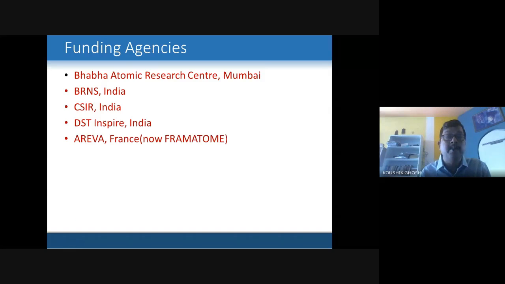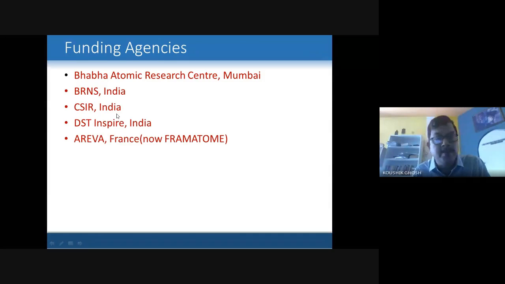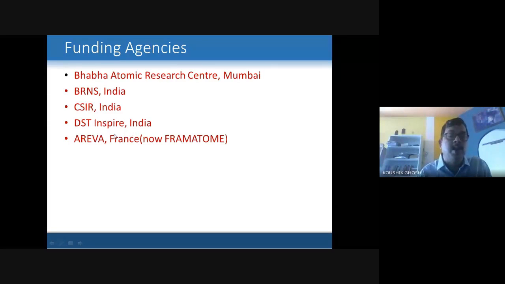We have funding agencies who have supported this work. One is Bhabha Atomic Research Center, Mumbai, then the Board of Research in Nuclear Science, India, and CSIR India, who provided a fellowship, and DST Inspire, who provided a fellowship to one of our students. And there is an Areva fellowship of France, which has now turned into the company Framatome. So some industrial funding was also given, providing a fellowship for one of the scholars.